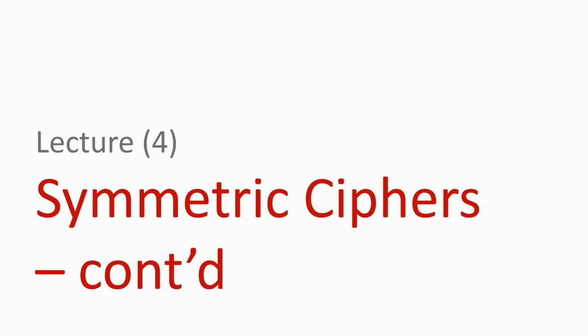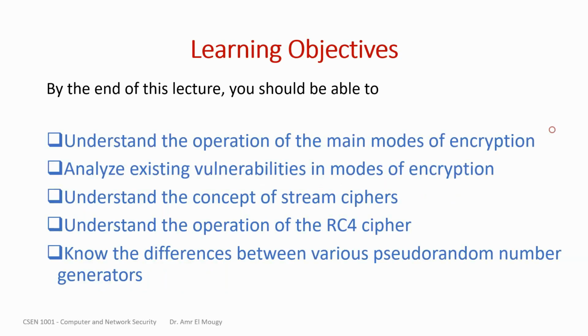First, we will continue the discussion of block ciphers, and then we will go into the details of the second type of symmetric ciphers, which is stream ciphers. So, in this lecture, hopefully by the end, you will understand a concept that is very important in symmetric encryption and block ciphers in particular, which is the modes of encryption. We will discuss several modes of encryption, and their vulnerabilities. We will also discuss stream ciphers, and the main component in stream ciphers is how to generate pseudo-random numbers. And then we will see a specific type of stream cipher, which is the RC4 cipher.